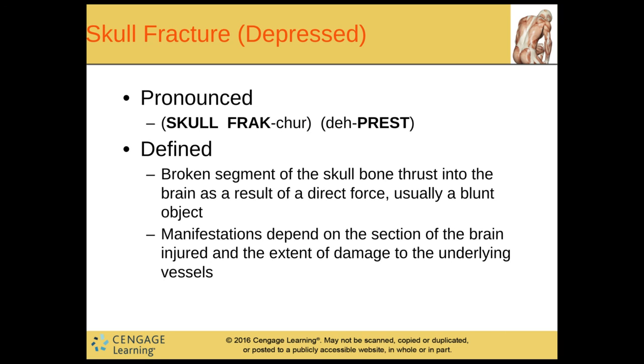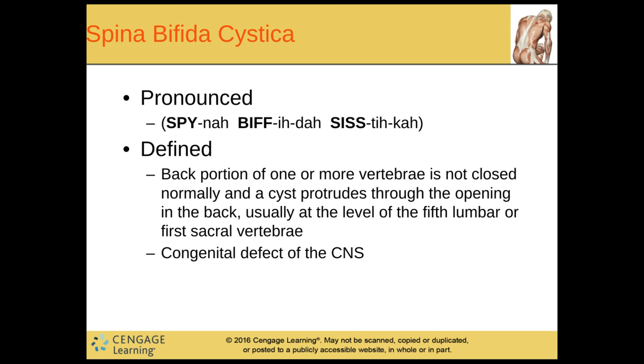Then we have a depressed skull fracture. So this is a broken segment of the skull bone thrust into the brain. So it's depressed into the brain as a result of a direct force, usually a blunt object. So manifestations depend on the section of the brain injured and the extent of damage to the underlying vessels.